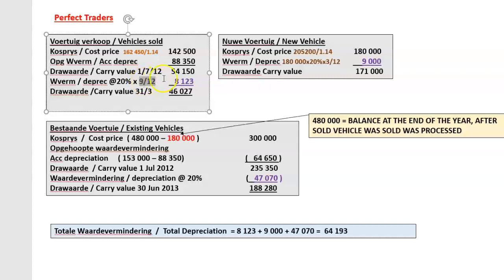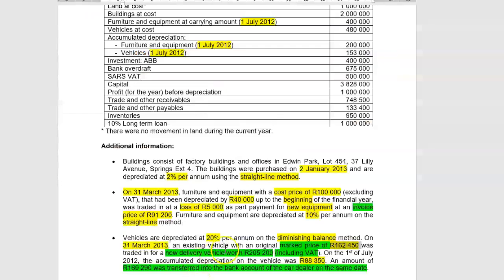So my first step before I can dispose of the asset is to make provision for depreciation on the asset. It's on the diminishing balance method, so it's 54,150 multiplied by 20% multiplied by the 9-month period, which gives me 8,123. So the carrying value of this asset at the date of disposal was 46,027. Good. Old vehicle. Now we're going to move on to the new vehicle.